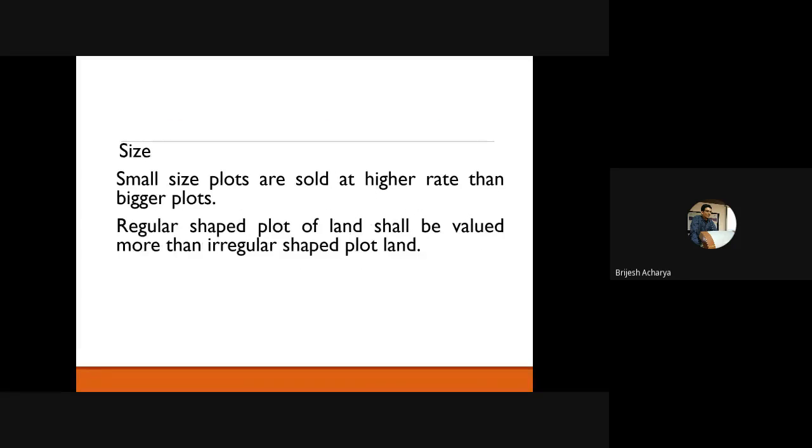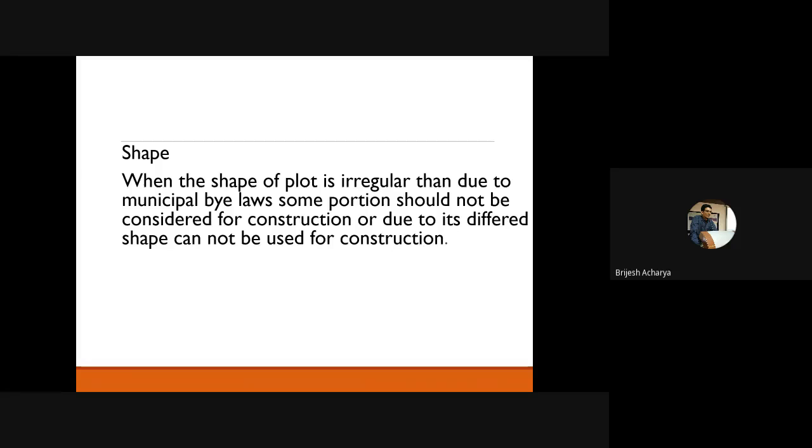The second one is size of the property. Small size plots are sold at a higher rate than bigger size plots. Then comes the shape of the plot. In case of shape, the regular shape plot of land shall be valued more than the irregular shape plot. So that is shape of the plot. Already you have discussed that regular shape plots have more value than irregular shape plots.